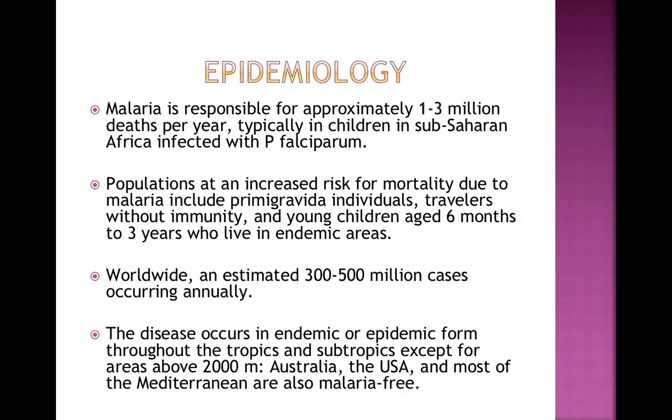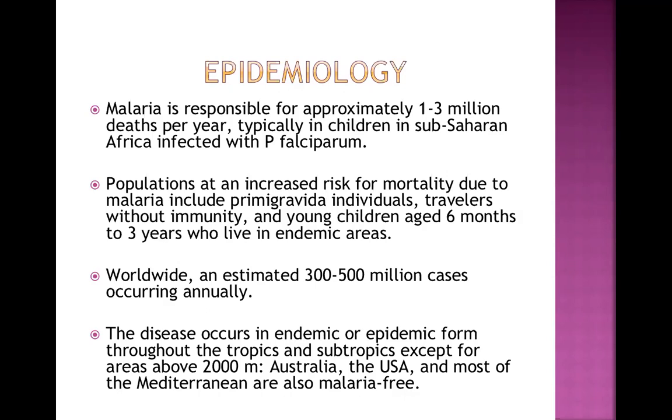Populations which are at increased risk for mortality due to malaria include high risk populations, like primigravida, and travelers without immunity, that means travelers who have not taken any chemoprophylaxis before they move to the malarial endemic zone, or who had never had malaria before. Young children aged 6 months to 3 years who live in endemic areas are also at high risk, probably because of decreased immunity. The antibody which they got from the mother has already disappeared by that time, so they are no longer immune.